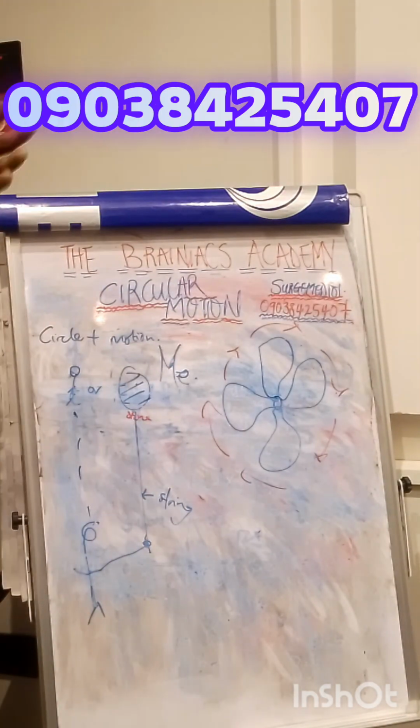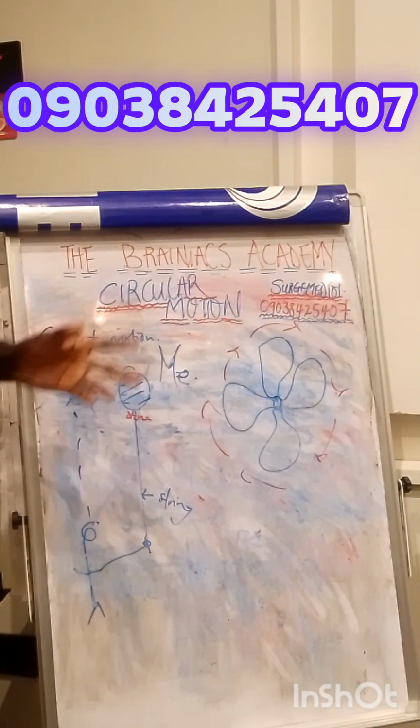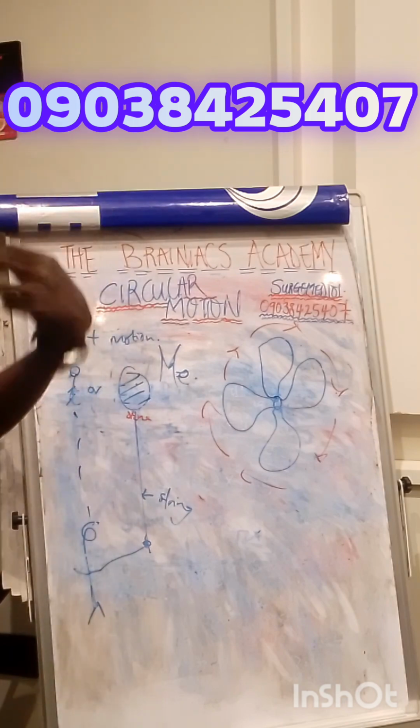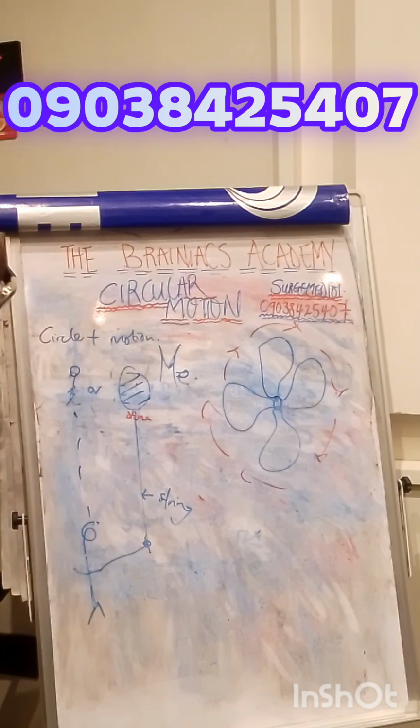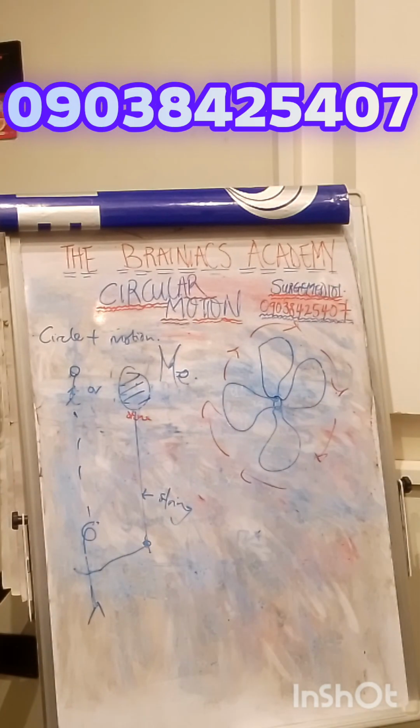Then this one will continue in its circular path like that. It will not be able to fly away. Then the string is bringing, how would I call it now? Like an inward pull. And this inward pull is what changes its direction continuously and keeps it moving in a circle.